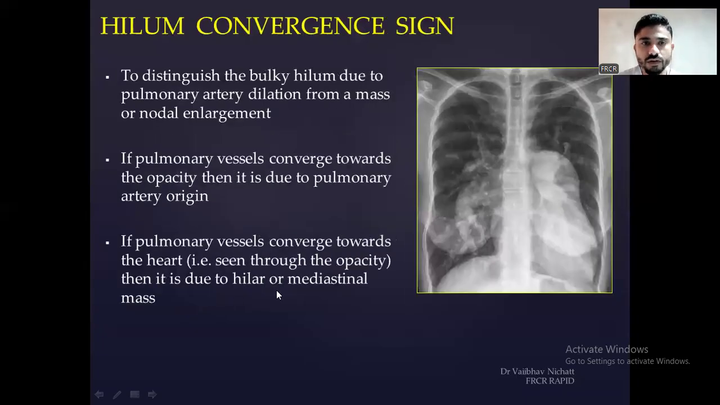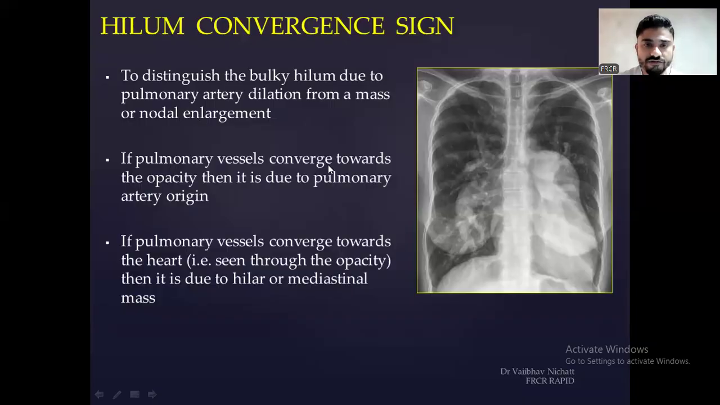Understood? Now coming to the hilum convergence sign. So what is the hilum convergence sign? The convergence sign will help you to distinguish a bulky hilum due to pulmonary artery dilatation from a mass or nodal enlargement. Many a time you see a bulky hilum, but you will not be able to exactly tell whether it is of vascular origin, likely arising from the pulmonary artery, or a mass or nodal origin. So the hilum convergence sign will help you in such cases to differentiate whether the opacity is because of the pulmonary artery or because of a mediastinal mass slash nodal opacity.